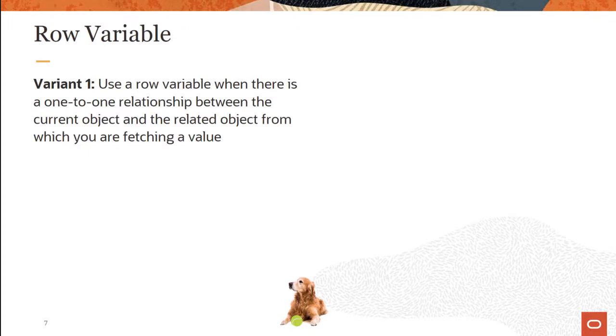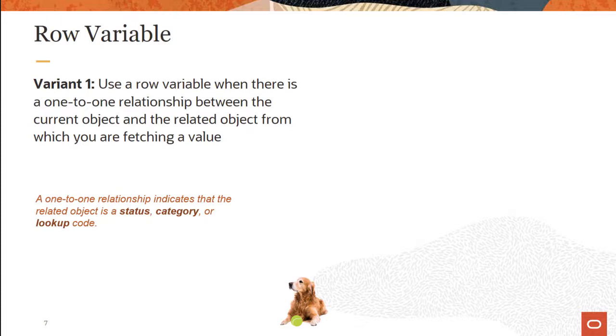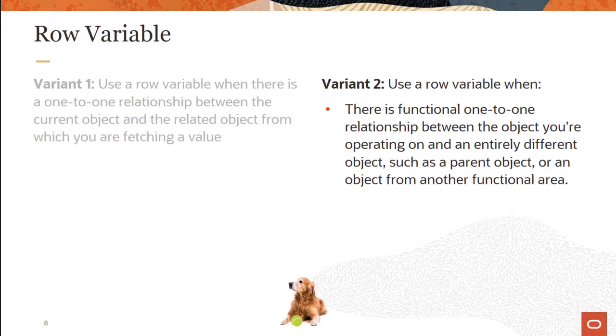The row variable has two variants. Variant 1 uses a row variable when there's a one-to-one relationship between the current and related object from which you are fetching a value. A one-to-one relationship indicates that the related object is a status, category, or lookup code. After defining a row variable on the right side of the operand, you will see only those values or lookup codes as available values.